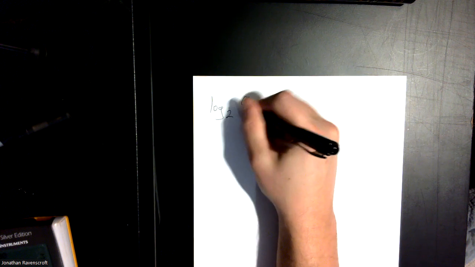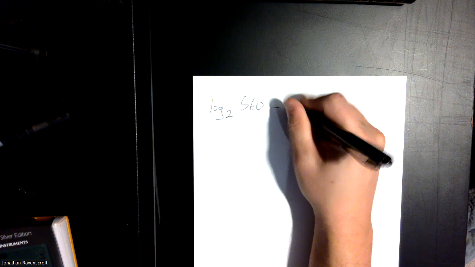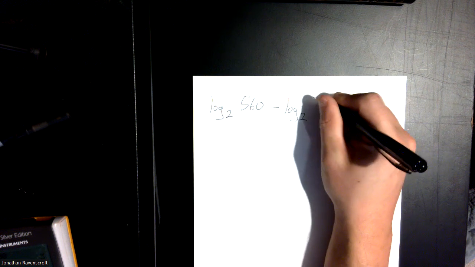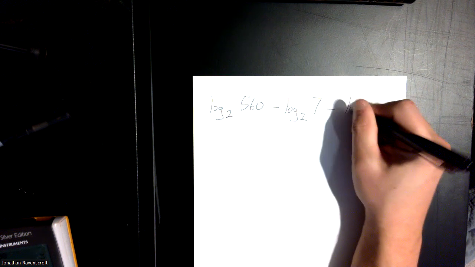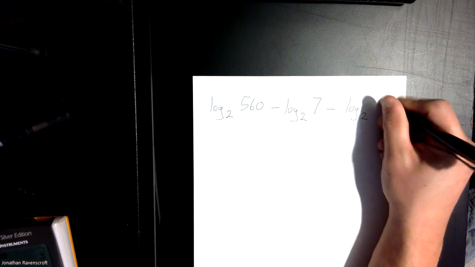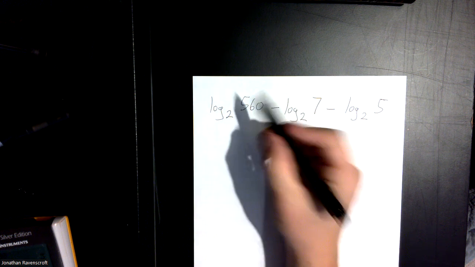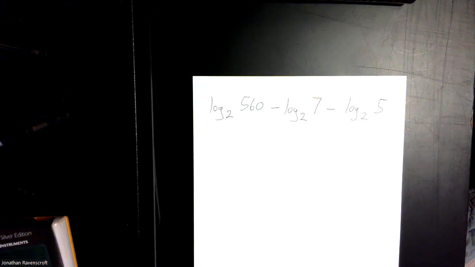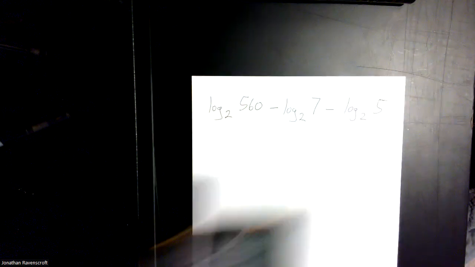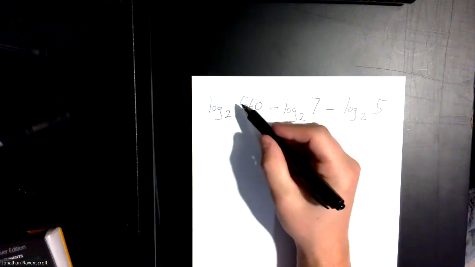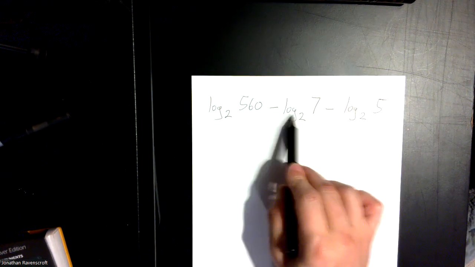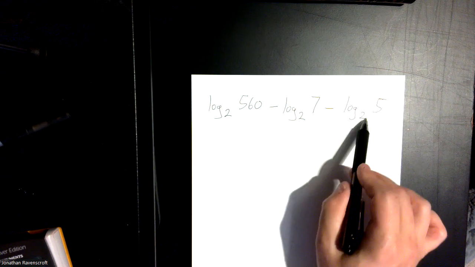Let's say log base 2 of 560 minus log base 2 of 7 minus log base 2 of 5. Now, you might be very tempted to turn this into a whole number. Does that even work? Well, I don't think so. But the short answer is you don't want to do that because you want everything to be the same log base. Because if they are the same, then we can combine them together.